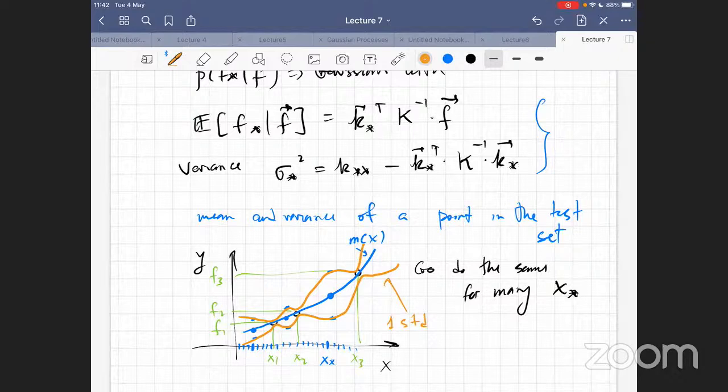So why is this standard deviation behaving like this? Because remember that I have to require all of the functions to pass through the training points, so they shrink at the training points, and then far from the training points they go wider. And you remember that from Bayesian learning, from the lecture of Bayesian learning, it was exactly the same thing. So we have a precise prediction closer to the training points and a less precise prediction far from the training points.